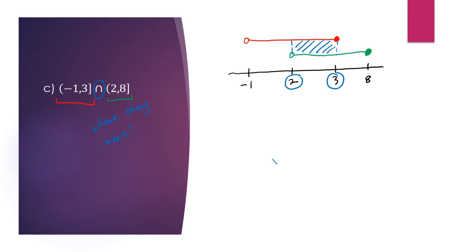So now my resulting interval is equals to smaller number on the left, that is 2 to 3. Look at the point at 2. It is an open point, so open bracket. 3 is a closed point, so this is a closed bracket. That is my solution.